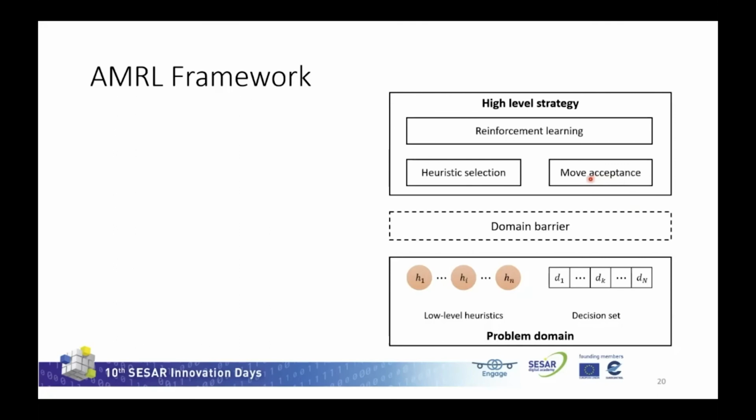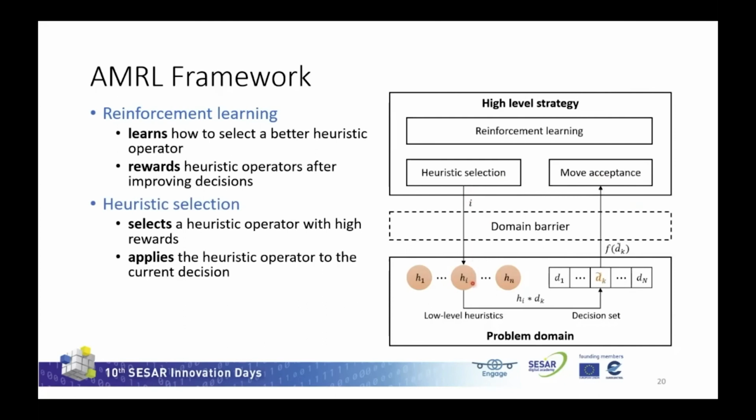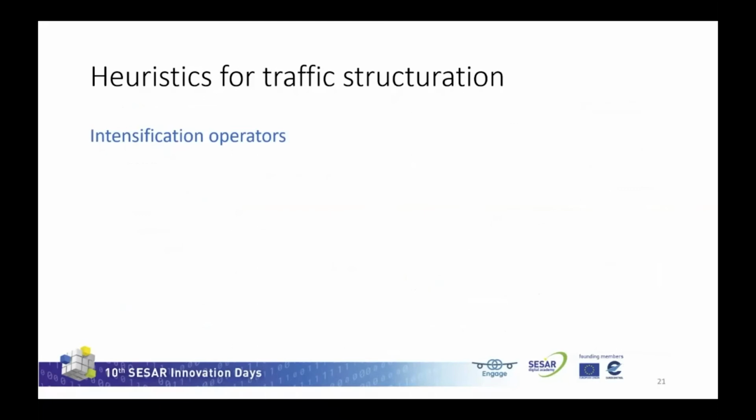Each decision contains an action to modify the trajectory of aircraft and the complexity associated with the action. We also have three major components on the high-level strategy. First one, the reinforcement learning, learns how to select the operator and rewards the heuristic operators after improving the decisions. And we have the heuristic selection to select the heuristic operator based on the high reward to modify the current decision. Then the heuristic operator is applied to the current decision with the previous decision. The value of complexity will be sent to the move acceptance. The move acceptance operation will accept or reject the new decision with the Metropolis criterion. So the experience of the solution acceptance will be recorded in memory to compute the future reward to the heuristic operators by reinforcement learning.